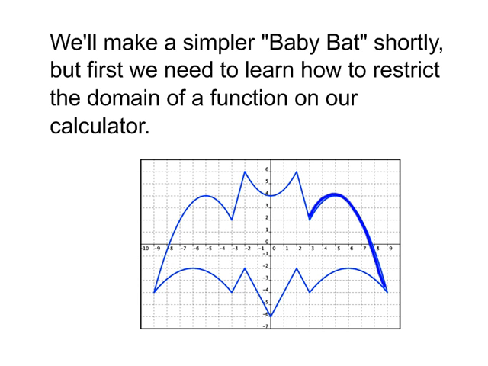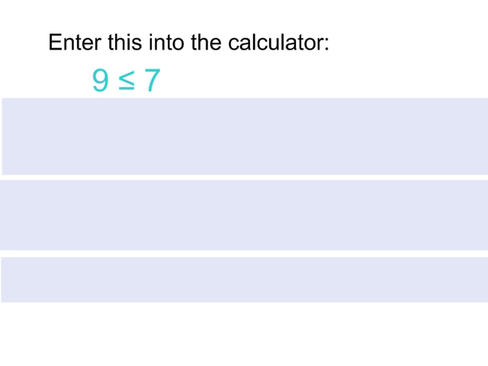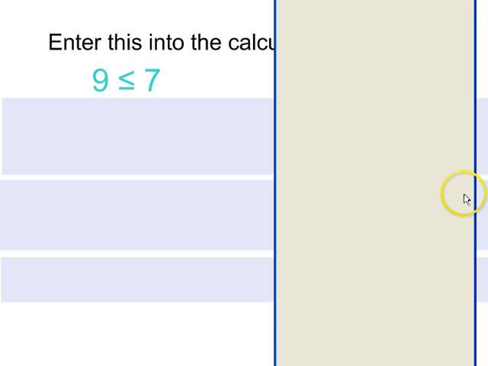So the bad news is our calculator does not have a built-in functionality intended for restricting the domain, but the good news is it does have a functionality that can be used as a clever workaround. So let me show that to you. Maybe you start by entering this into your calculator: 9 is less than or equal to 7. And your first question is, Mr. White, how do I get that less than or equals to into my calculator? And I shall show you.